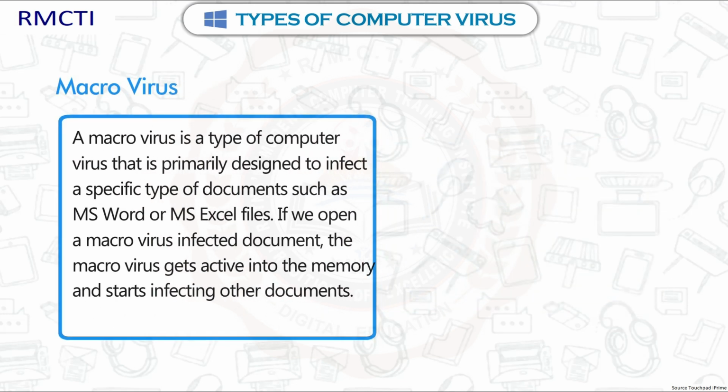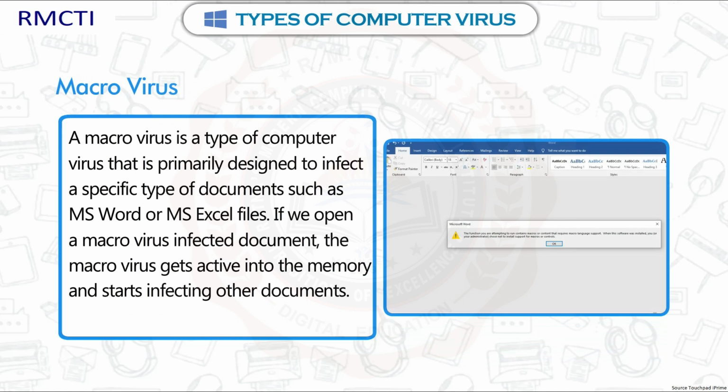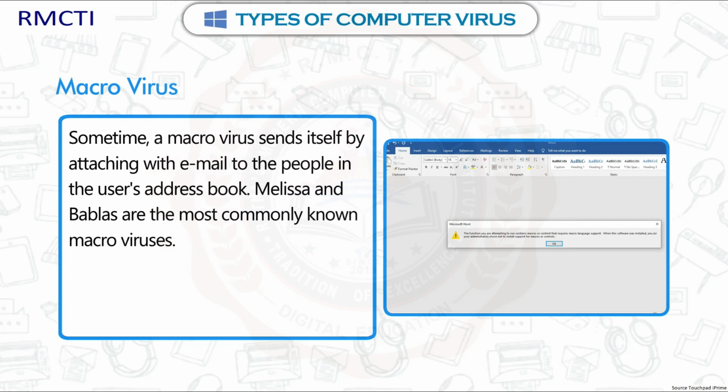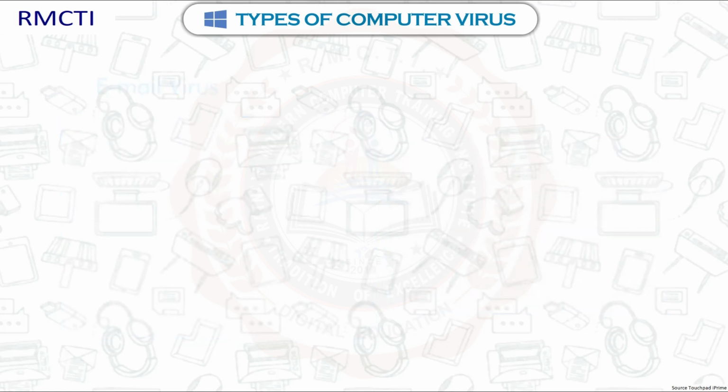Macro virus. A macro virus is a type of computer virus that is primarily designed to infect a specific type of documents, such as Word or Excel files. If we open a macro virus infected document, the macro virus becomes active in the memory and starts infecting other documents. Sometimes a macro virus sends itself by attaching to emails to the people in the user's address book. Melissa and Bablas are the most commonly known macro viruses.